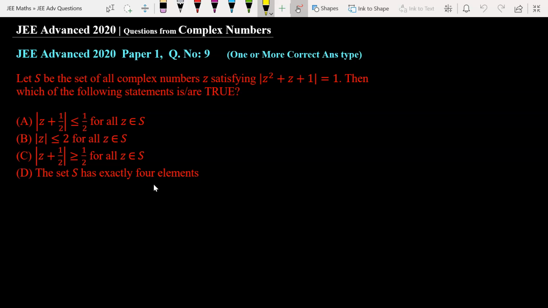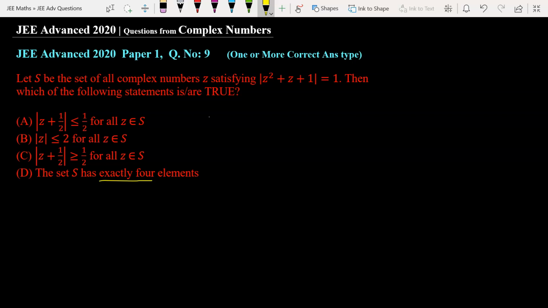The set S has exactly 4 elements. That means he is asking us the number of solutions to this equation. So first let us look at option D, the fourth option. After that we will discuss the first three options. Looking at option 4, he is telling exactly 4 elements. The intention of the question setter might be that some students may take this modulus as just the modulus of a real number, open it with plus or minus sign, get 2 quadratic equations, and solving them get 4 solutions. Some students may think like that and answer option D as the correct option.